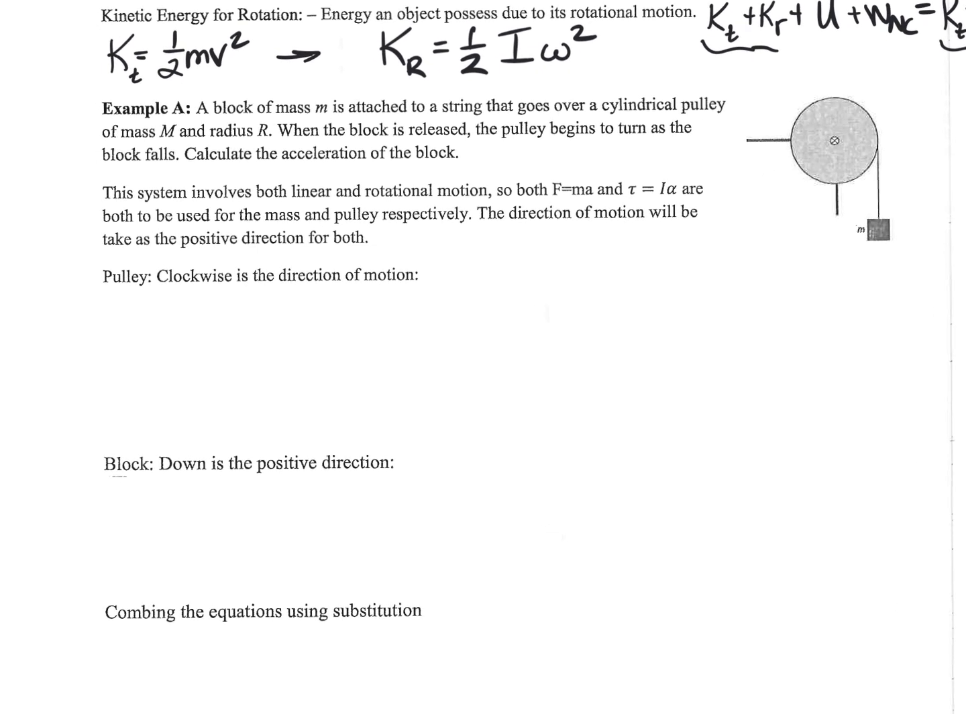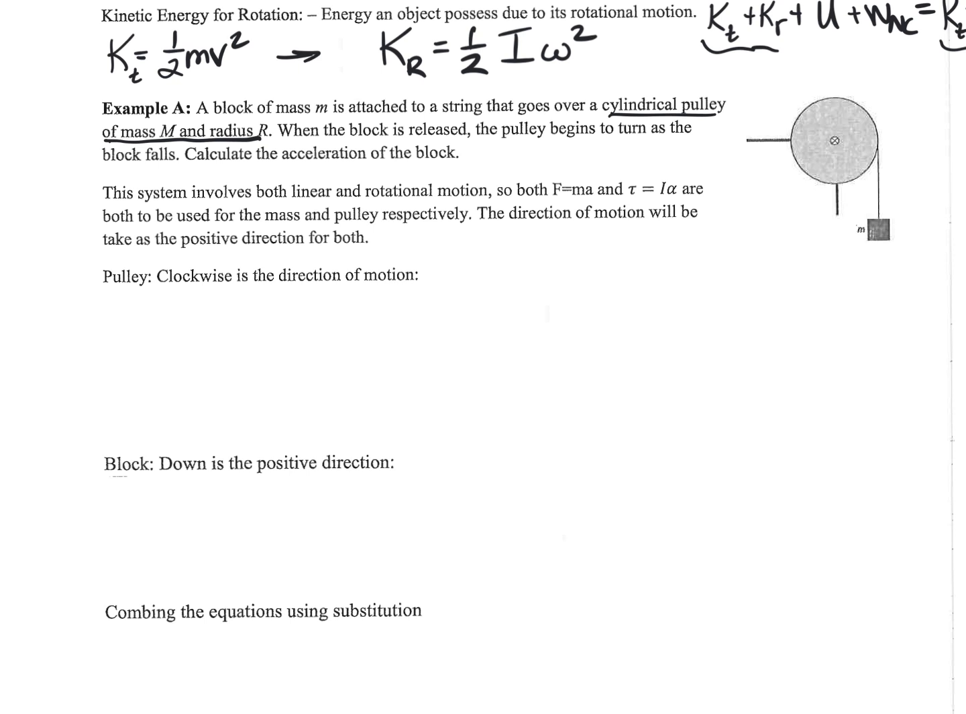A block of mass m is attached to a string that goes over a cylindrical pulley of mass M and radius R. If they tell you the pulley has a mass and a radius, that means it also has inertia and is taking some energy out of the system. When the block is released, the pulley begins to turn as the block falls. Calculate the acceleration of the block.